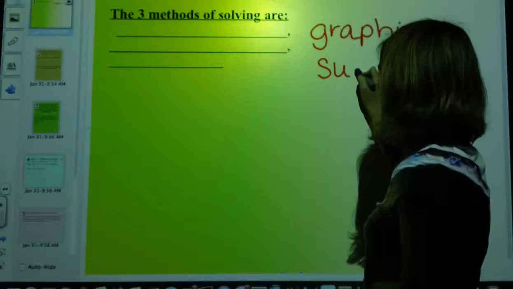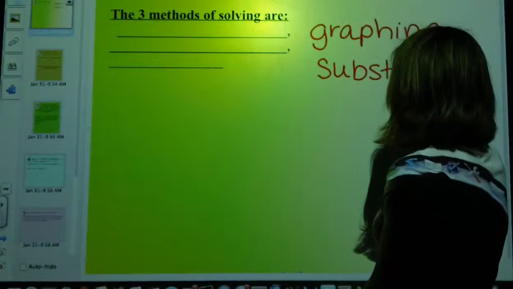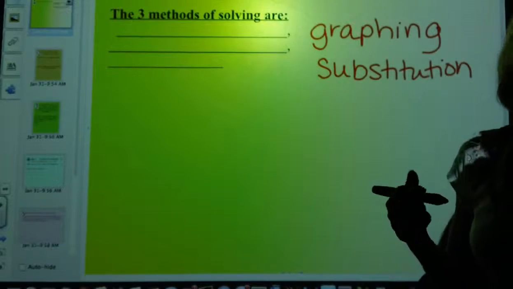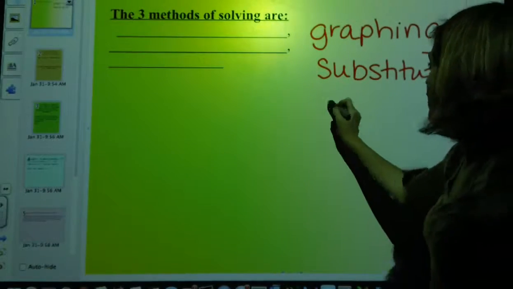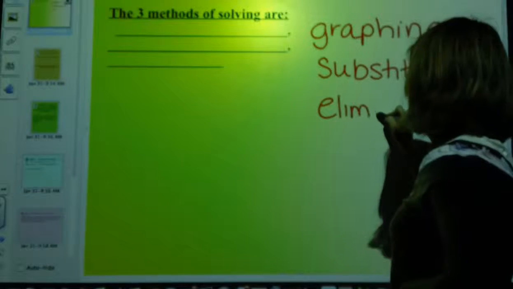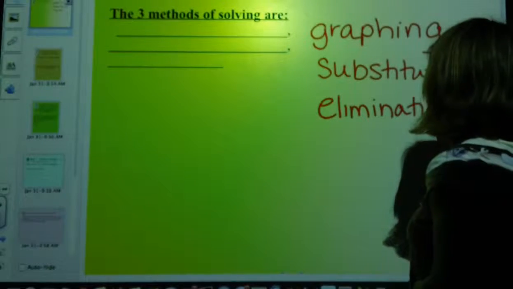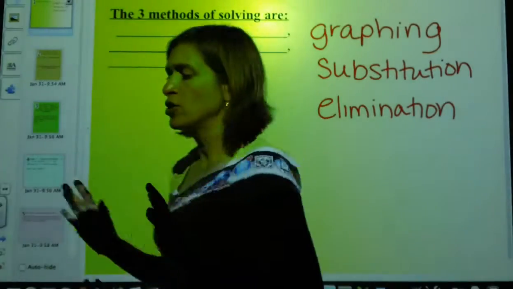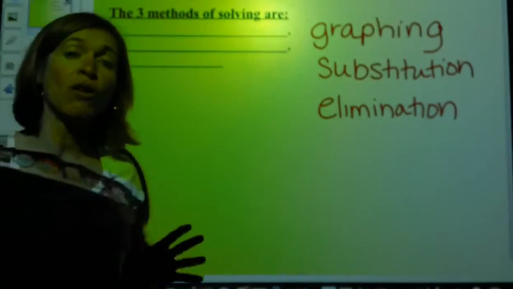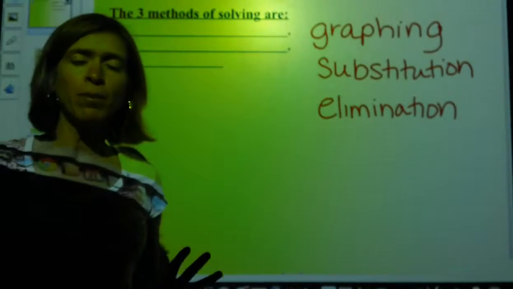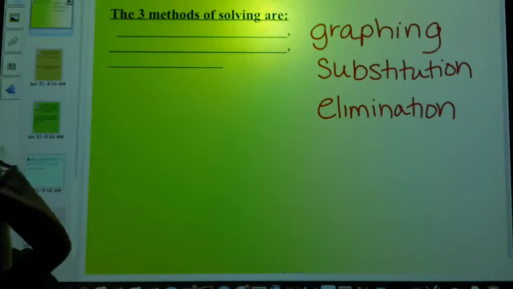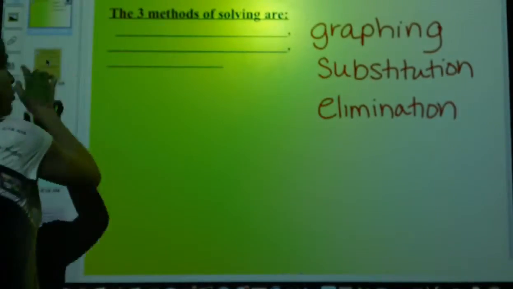We can use substitution, remembering that we want to use substitution when we have a coefficient that is 1, and then elimination, where we're adding the equations together and watching one of our variables get eliminated. All right, so why do we even do all this? We do this so that we can solve word problems. So for the next couple of days, we're going to solve all different types of word problems. But let's look at what we used to do.